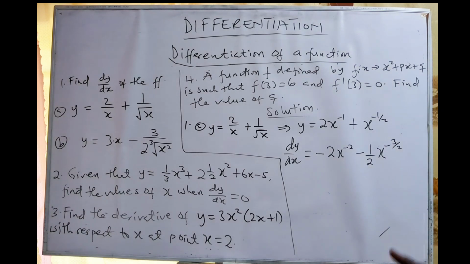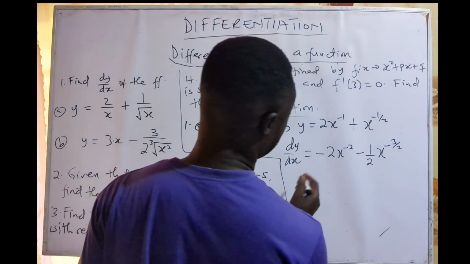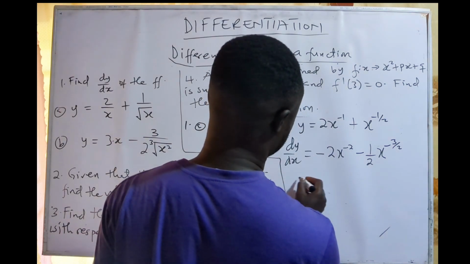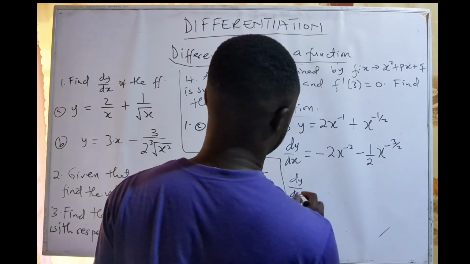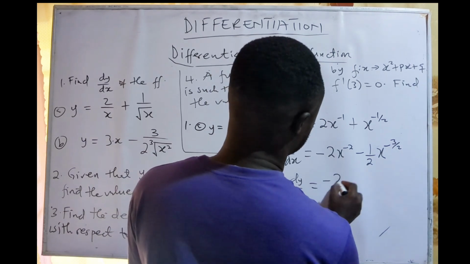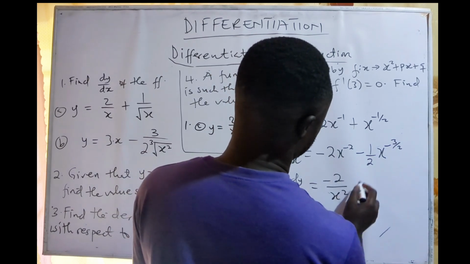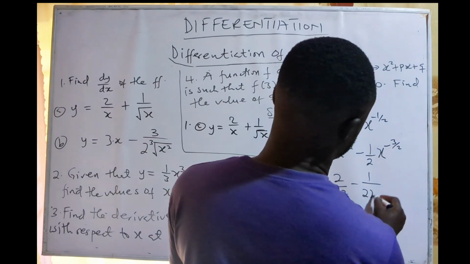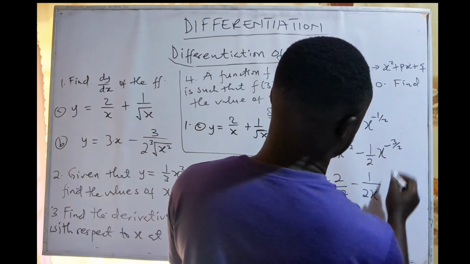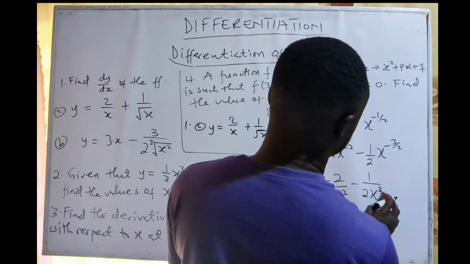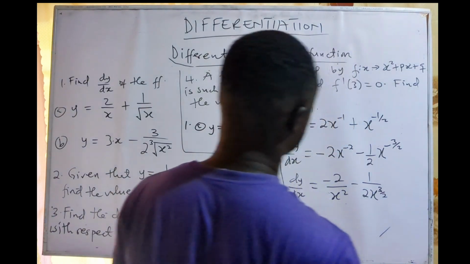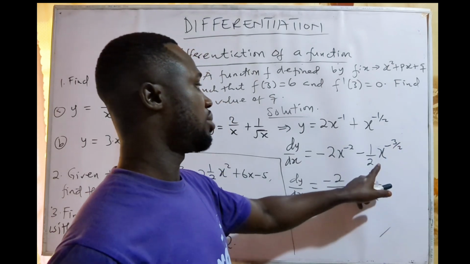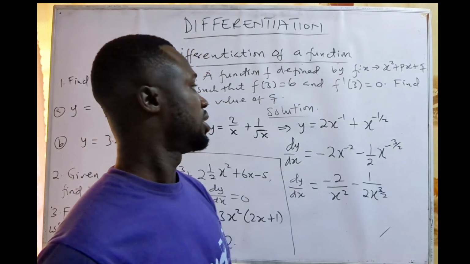So I can write this as, let me bring the variable to the denominator finally. My dy/dx can be equal to minus 2 over x squared, then minus 1 over 2 x exponent 3 on 2. So this is what we have. This will come here to multiply the denominator to be positive.